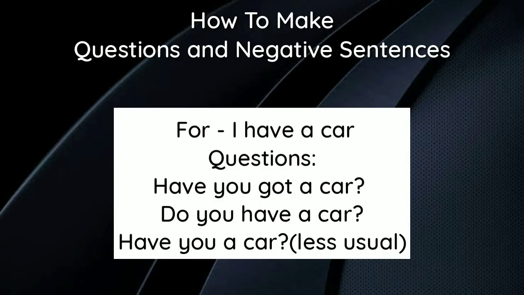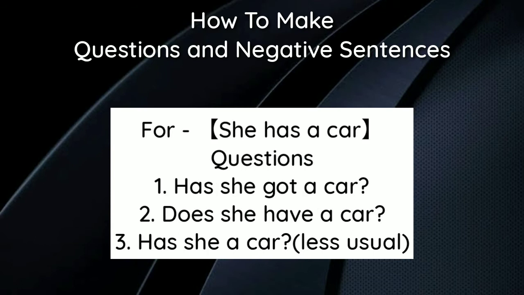How to make questions and negative sentences. I have a car. Question will be, have you got a car? Do you have a car? Or have you a car, which is rarely used. For she has a car, we will make the question like this: has she got a car? Or does she have a car? Or has she a car, which is also less usual.